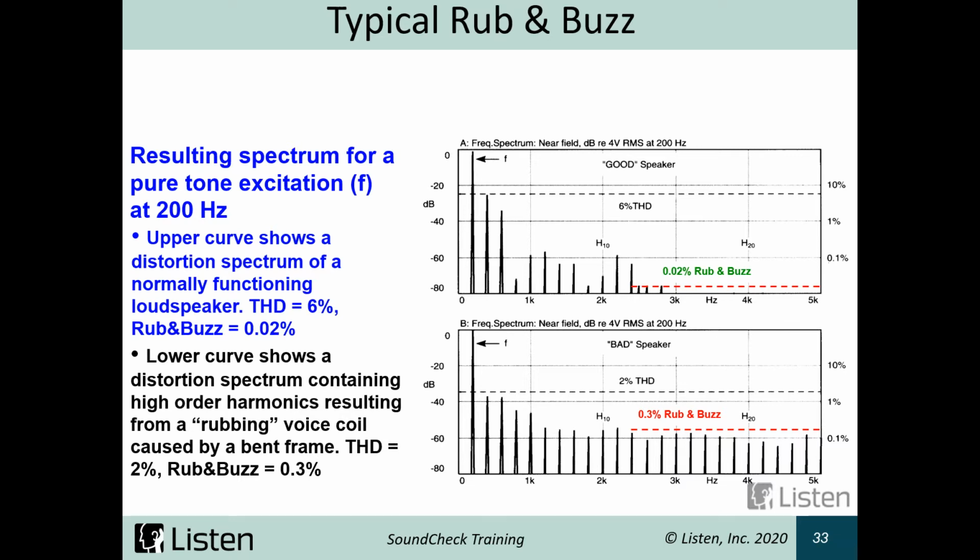So even though the THD was much lower than the good speaker, rub and buzz for this specific use case was able to capture what sounded good and sounded bad. And really that's the goal of these measurements. We want to make sure that the limits we set on harmonic distortion or the limits we set on rub and buzz actually correlate to something that sounds good or sounds bad.